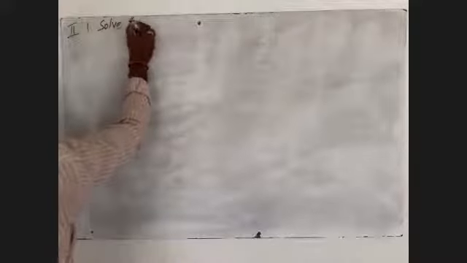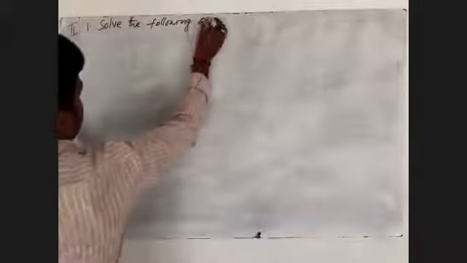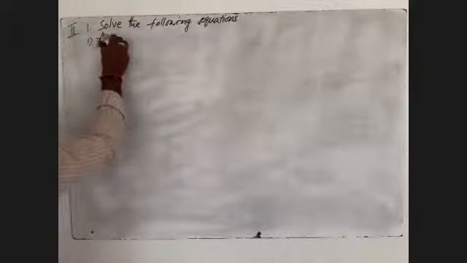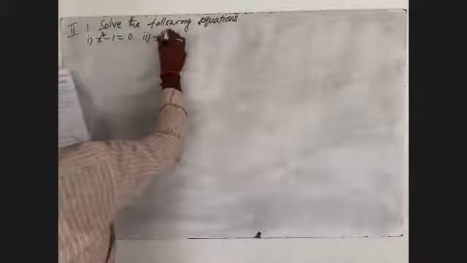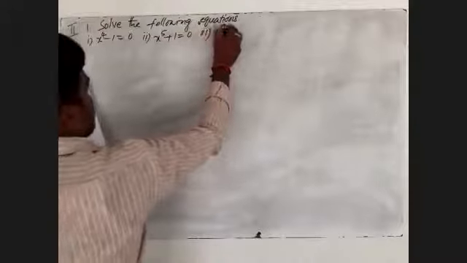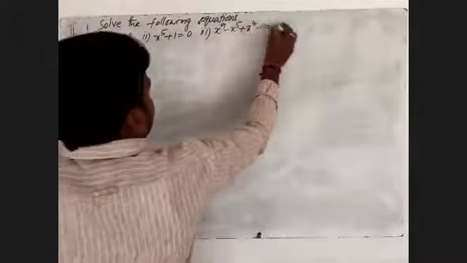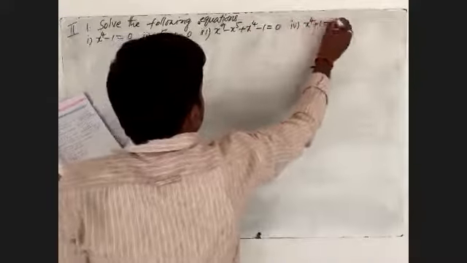First one is: solve the following equations. The first one is x power 4 minus 1 equal to 0. Second one is x power 5 plus 1 is equal to 0. Third one is x power 9 minus x power 5 plus x power 4 minus 1 equal to 0. And the fourth one is x power 4 plus 1 is equal to 0.